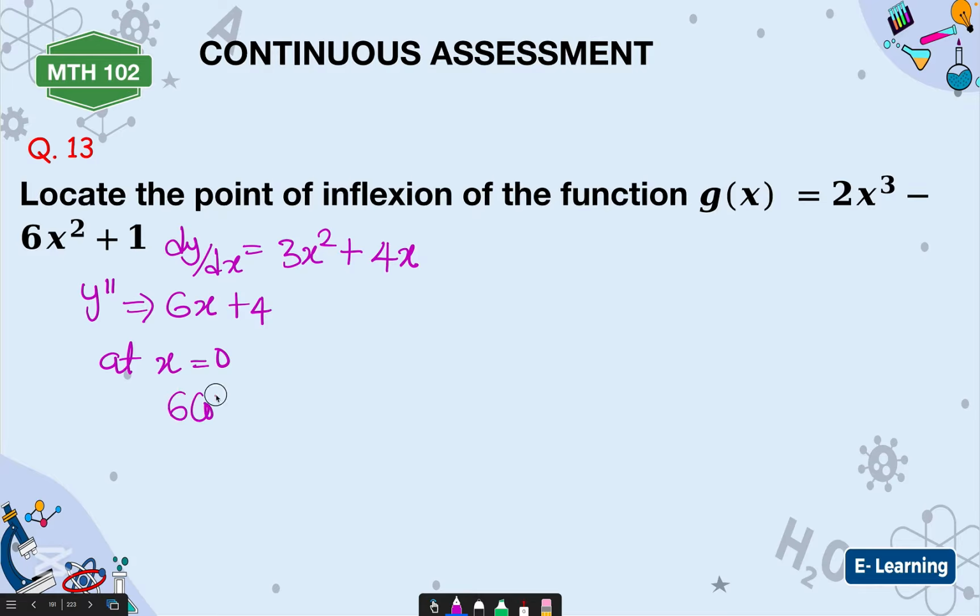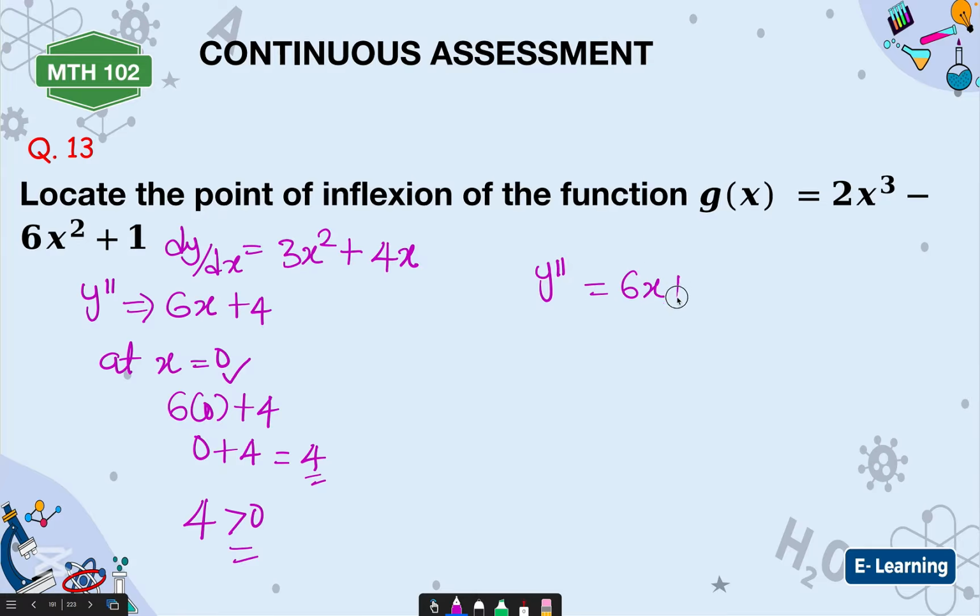6 bracket 0. Wherever you see x here, put 0 plus 4, which will be equals to 4. Now, once the value you have is greater than 0, that is the minimum point. 4 is greater than 0. So this point at x equals 0 is a minimum point. Now, can we still try it for the other point you have there?